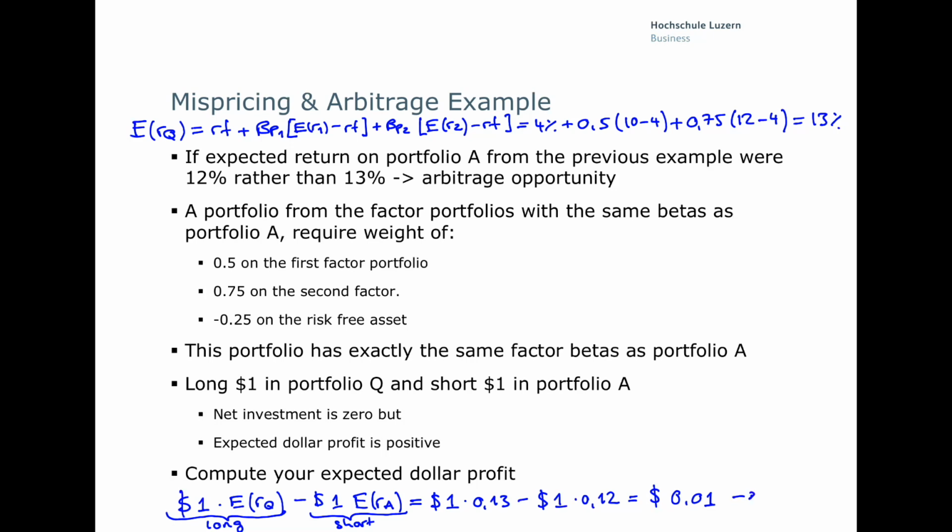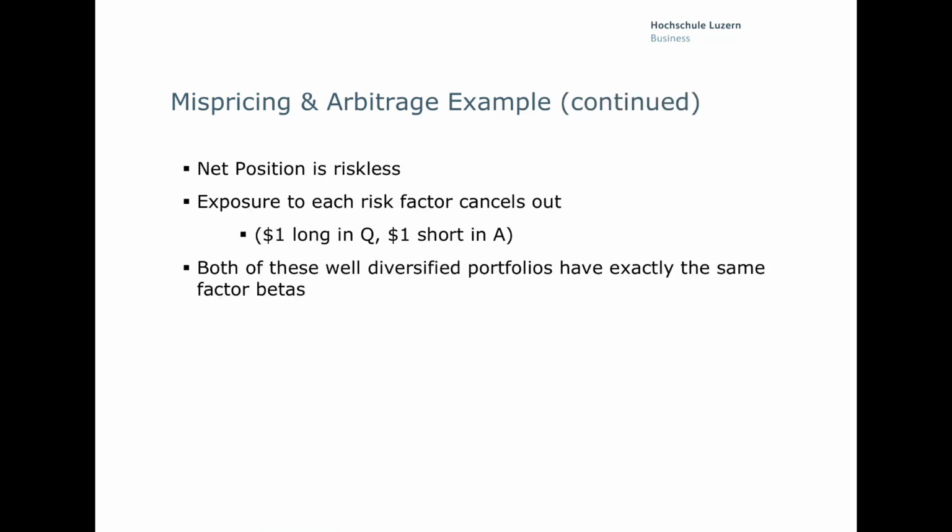So you have a long position on the higher expected return and a short position on the lower expected return, resulting in an arbitrage profit of 1 cent per dollar invested. Continuing the previous example, we realize that the net position is riskless. Your exposure to each risk factor cancels out because you are long $1 in portfolio Q and short $1 in portfolio A, and both of these well-diversified portfolios have exactly the same factor betas.